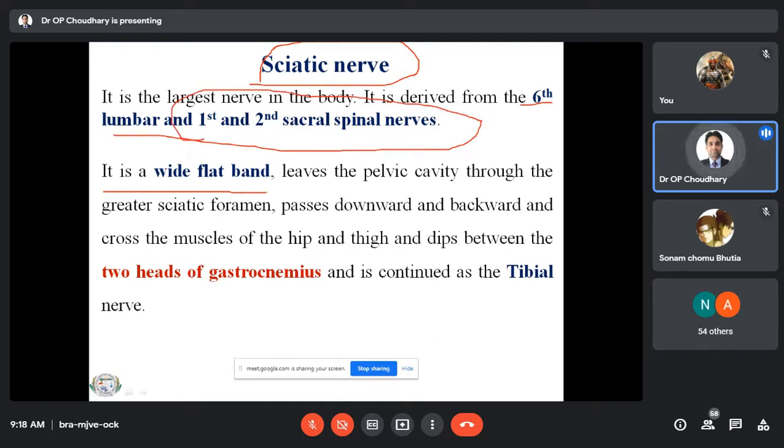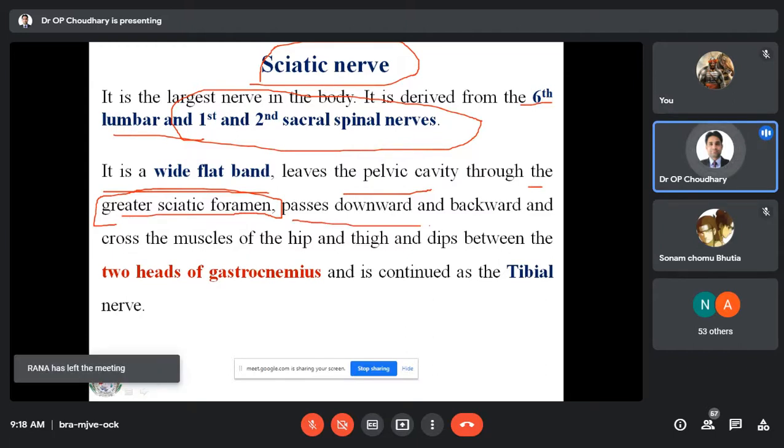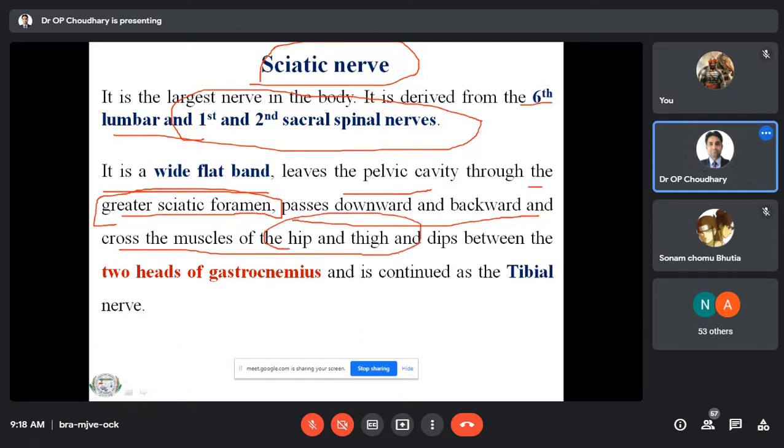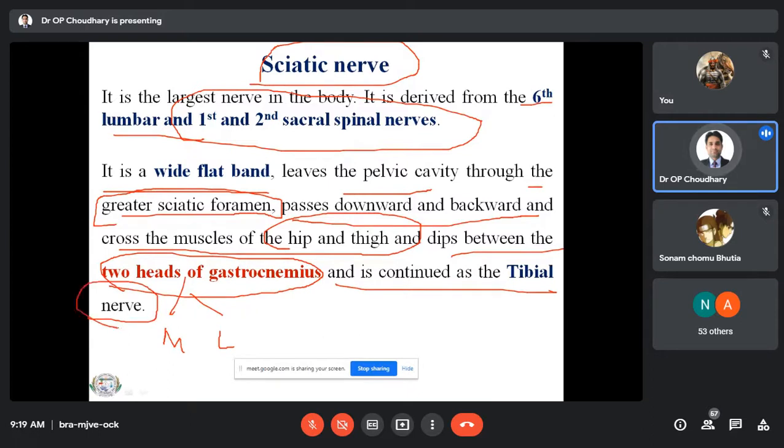And it is a wide flat band that leaves the pelvic cavity through the greater sciatic foramina. Okay, the greater sciatic foramina is usually formed in the hip bone by the sacrosciatic ligament also. Then it passes downward and backward and crosses the muscles of the hip and thigh and dips between the two heads of the gastrocnemius, the medial head and the lateral head of the gastrocnemius, and it continues as the tibial nerve. Very, very important.